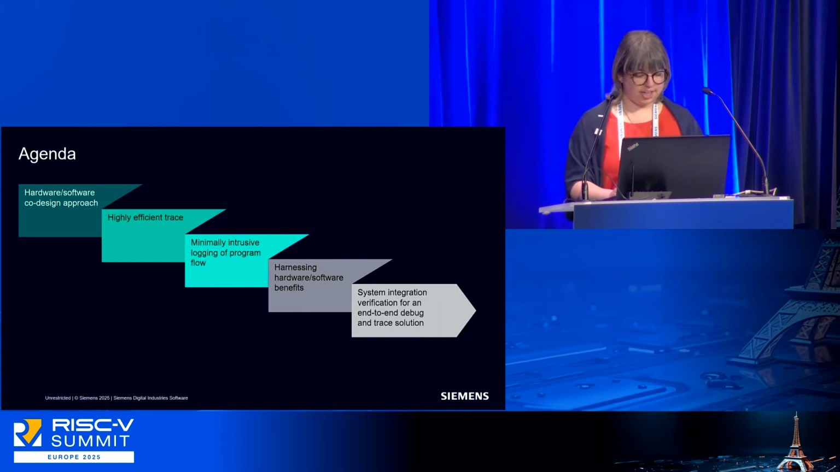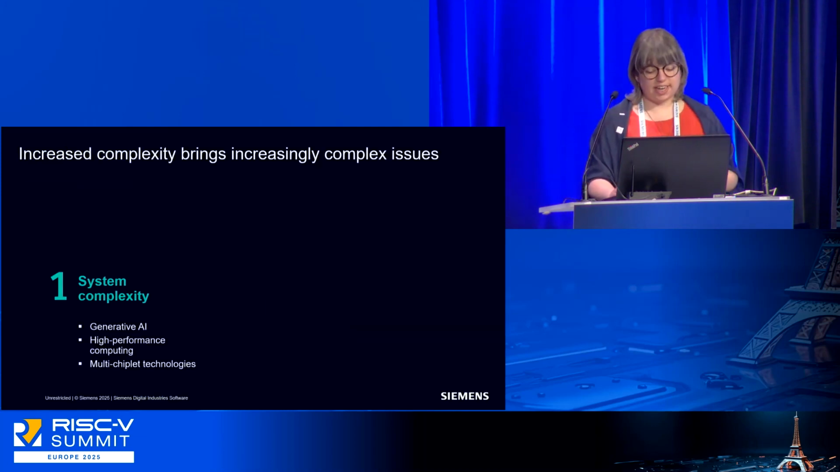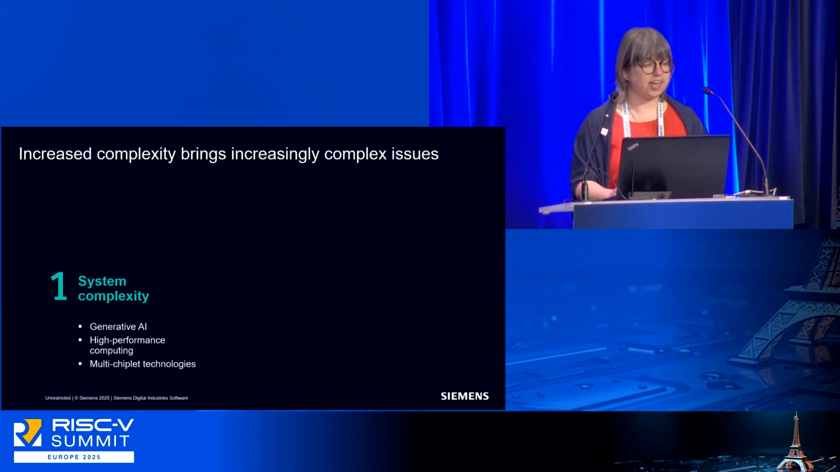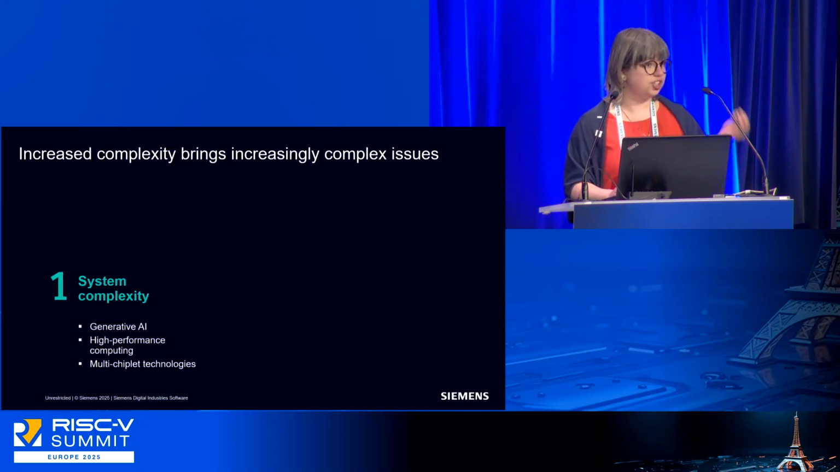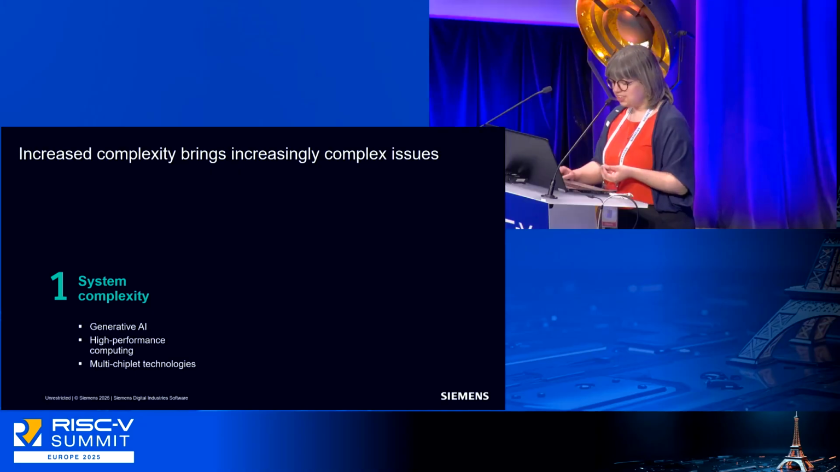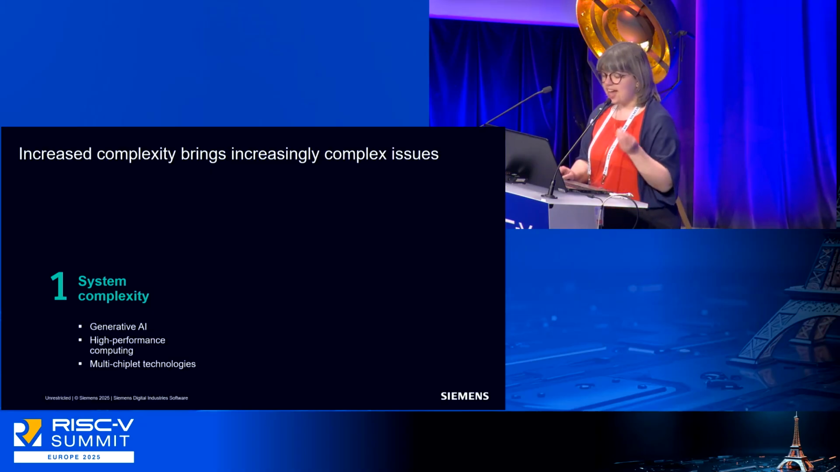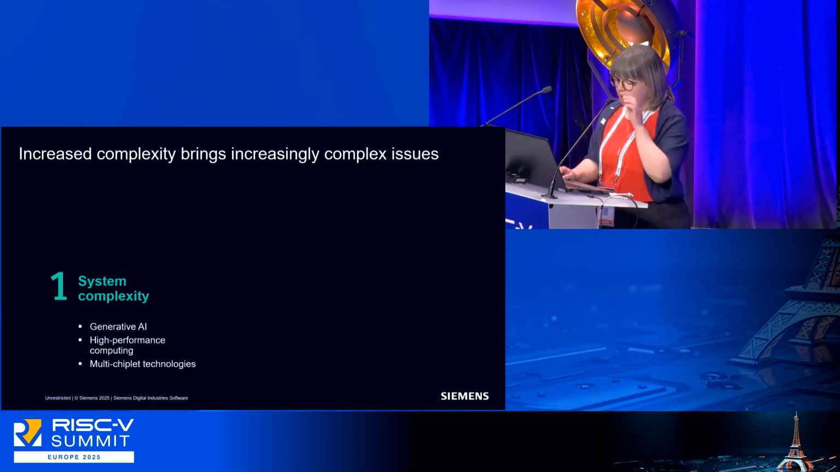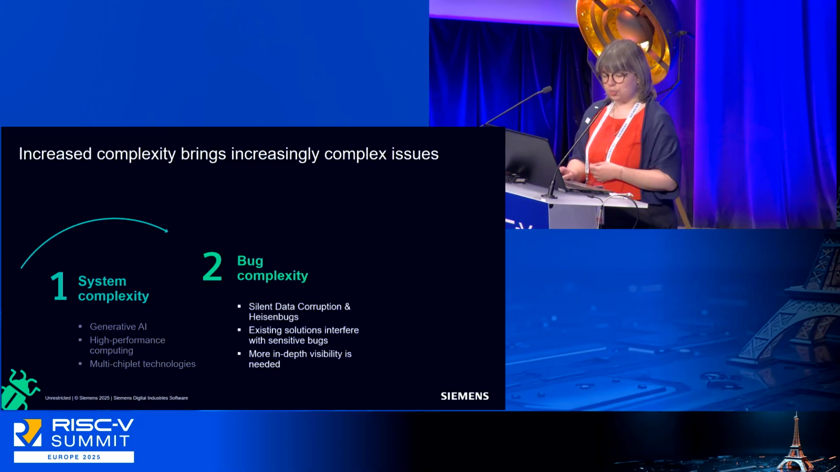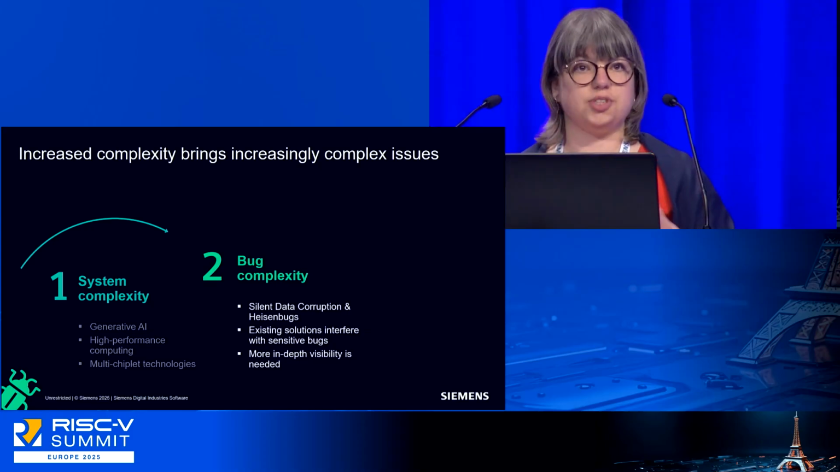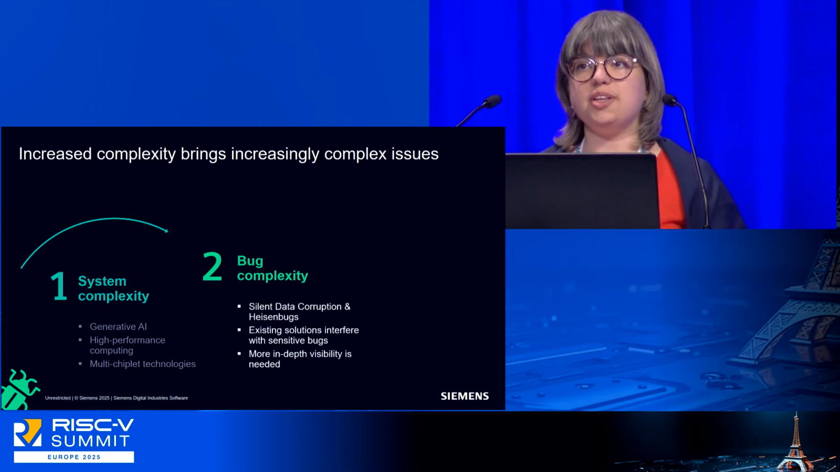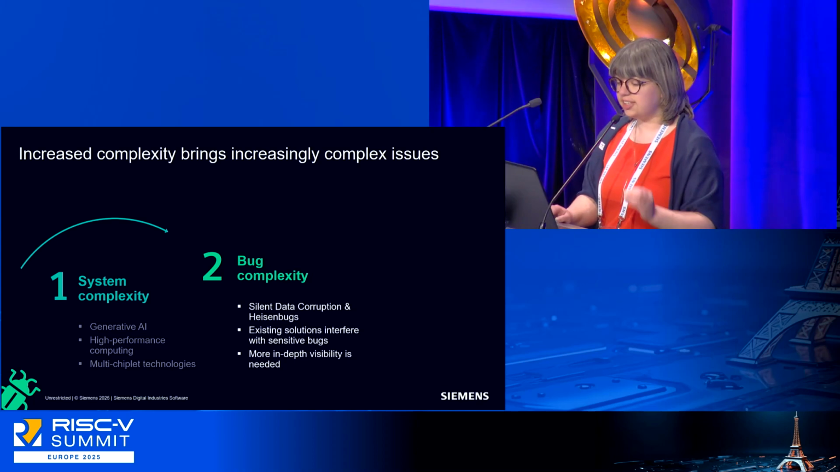on system verification. We are fortunate enough today to live in times where the complexity of RISC-V applications is skyrocketing, with exciting use cases that we've seen over the conference, such as generative AI, high-performance computing, and multi-chiplet technologies hitting the market. However, this is both a blessing and a curse, as an increase in complexity of hardware and software leads to increasingly complex bugs. These bugs are difficult and expensive to reproduce and resolve, with issues such as silent data corruption and timing-sensitive Heisenbugs showing that the tools we currently have today aren't enough.